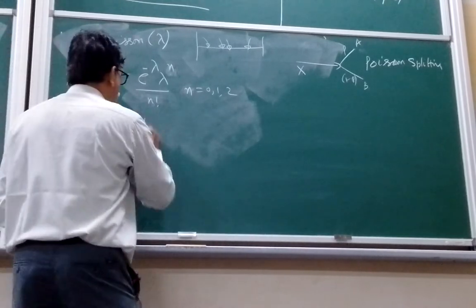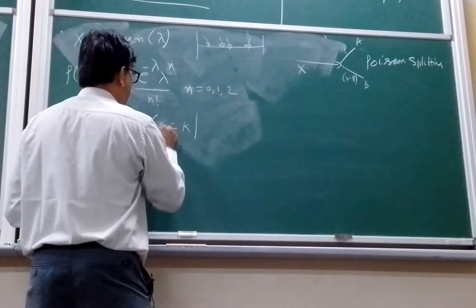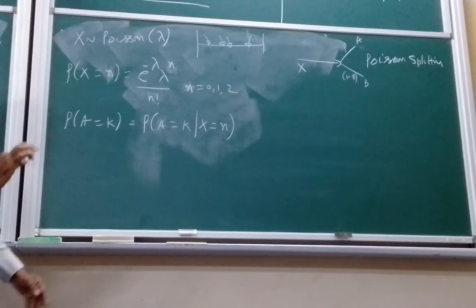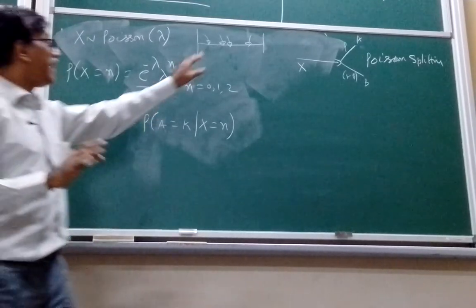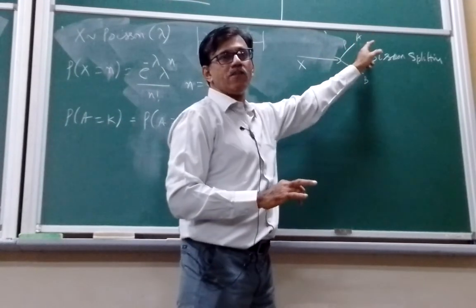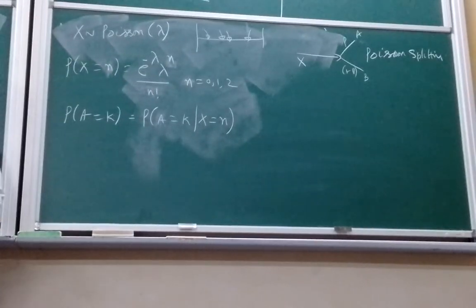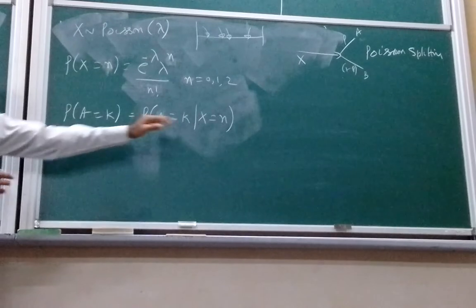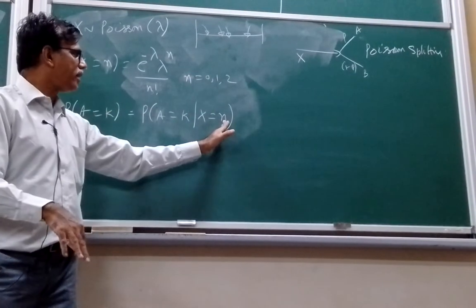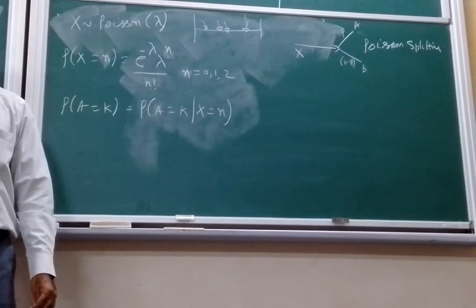So suppose I ask, what is the probability A is equal to K given X equal to N? What I am telling is, if I tell you that N events have occurred here, what is the probability K events would belong to category A? If I ask you this question, will you be able to tell? It may not happen, but suppose I condition it, that X equal to N, what is the probability that A is equal to K? How do you find it?